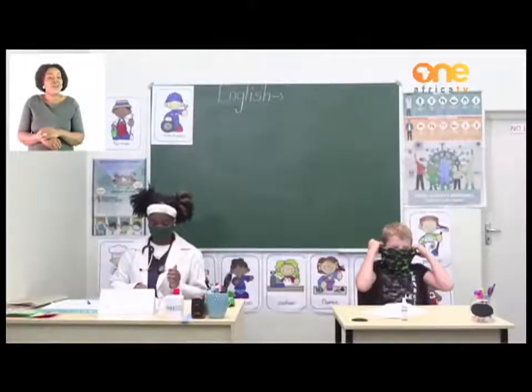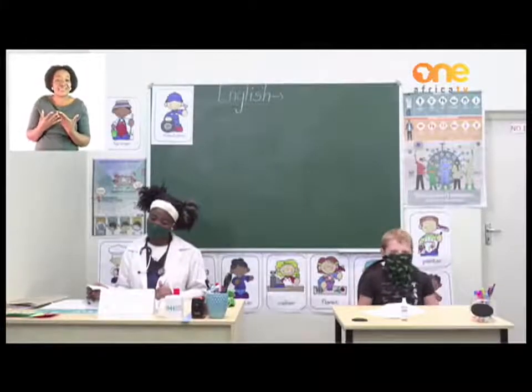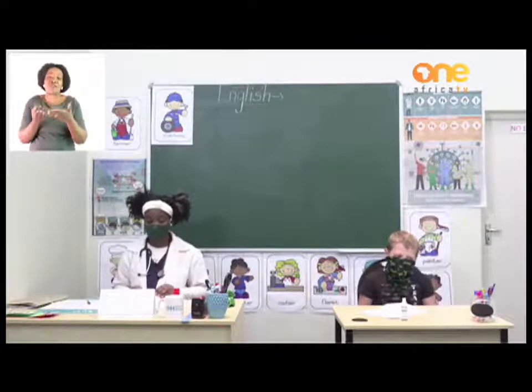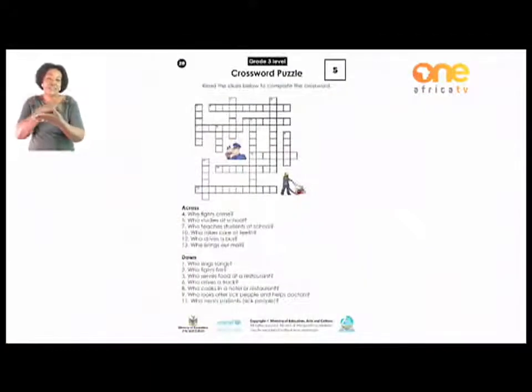All right. I hope you have enjoyed your reading comprehension. I would like for you to turn to page 28, whereby we are going to play a little bit of a game by doing a crossword puzzle. Read the clues below to complete the crossword. Okay, let's quickly look at across first. Number 4. Let's find number 4. Across means when you are going from left to right.